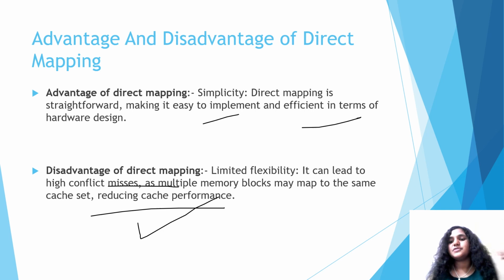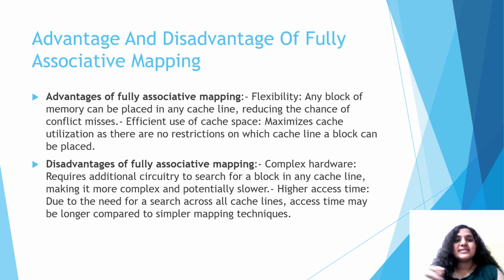This is the advantage and disadvantage of the direct mapping. Next, the advantage and disadvantage of the fully associative mapping. The flexibility: any block of memory can be placed in any cache line. That is the advantage. And what is the disadvantage? Complex hardware. As you can see, it is very tough to design this mapping function.